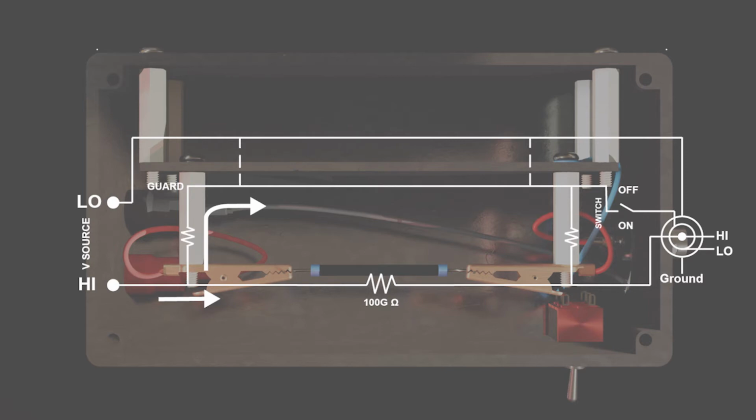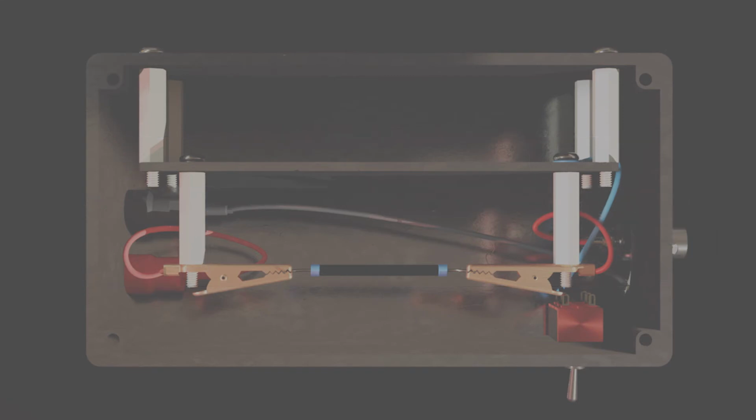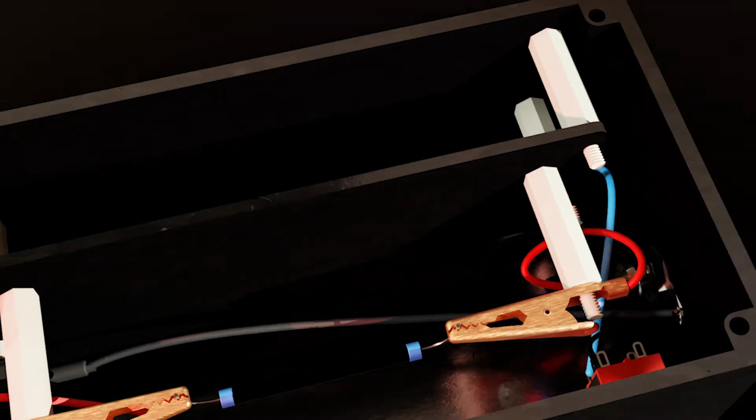With the effect of a resistor in parallel, the practical resistance of the circuit is lowered. This means that the resistance we will measure with our picoammeter will be lower than expected. Now, let's turn on the guard.